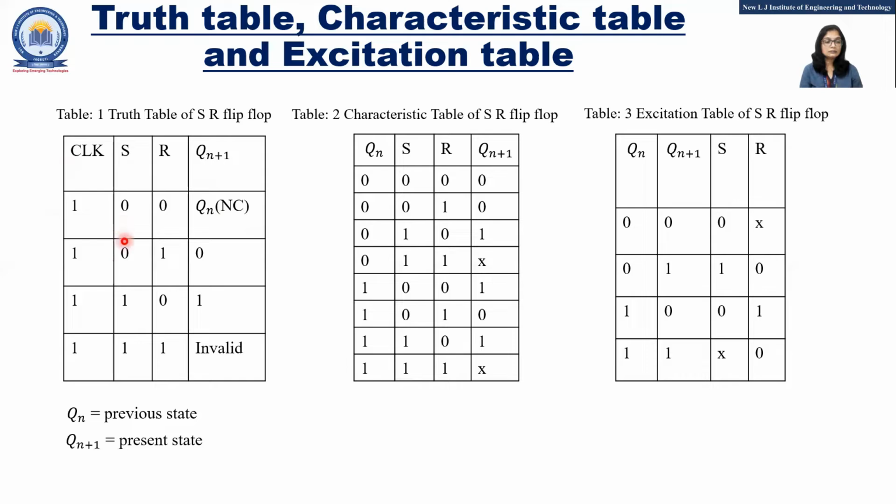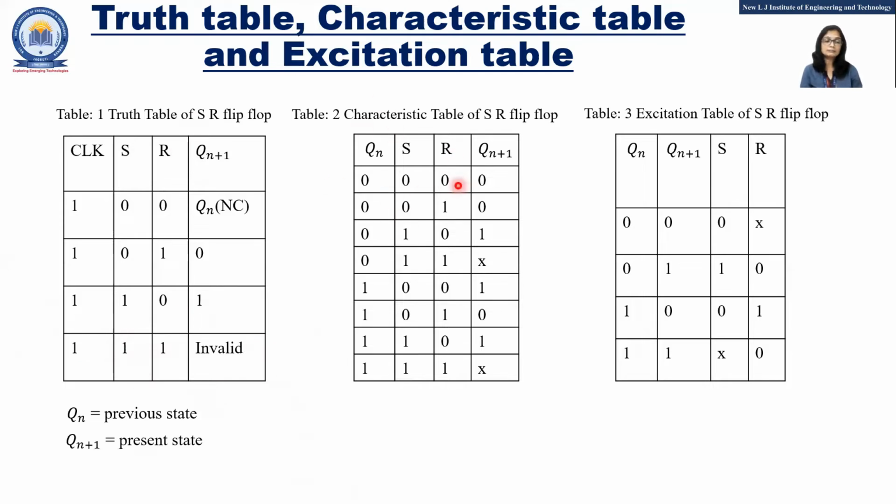Now suppose if S is 0, R is 1, then flip-flop goes in reset mode. That's why Qn plus 1 present state is equal to 0. Flip-flop will be reset. If S is 1, R is 0, then present state will be 1, means flip-flop goes in set mode. If both inputs are 1, then present state will be invalid. This state we cannot use practically.